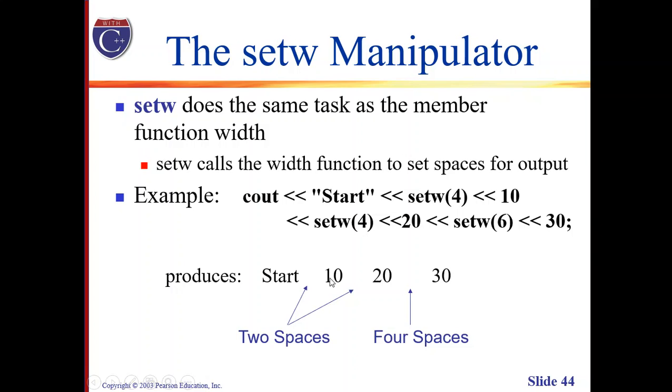As you can see here, for example, we output 10. Since 10 is 2 digits wide, we're only left with 2 spaces. Same also for 20. And in the case of 30, since we set the width as 6, we are only left with 4 spaces.